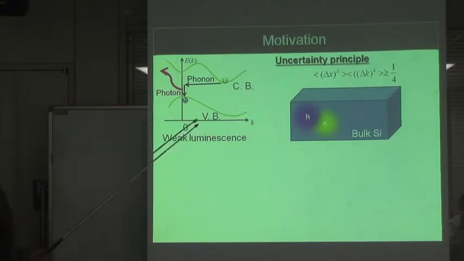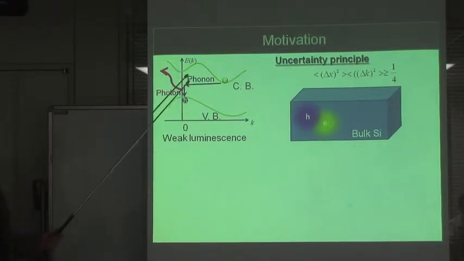As you know, silicon is a popular material for electronics. However, the luminescence of silicon is generally very weak due to the indirect band gap. This schematic image shows the band structure of the electron and hole in bulk silicon.